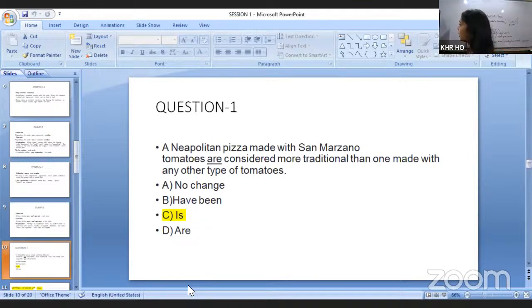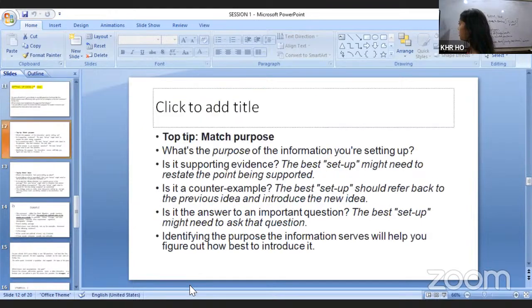So you can see these are the kind of things you're receiving in your exam questions. Raina, will you read the question, please? A Neapolitan pizza made with San Marzano tomatoes are considered more traditional than one made with any other type of tomatoes. Why do you think it's is? It is because there's only one pizza, so it's singular. So it would be the pizza is. Clear? Because we're talking about pizza, not tomatoes.